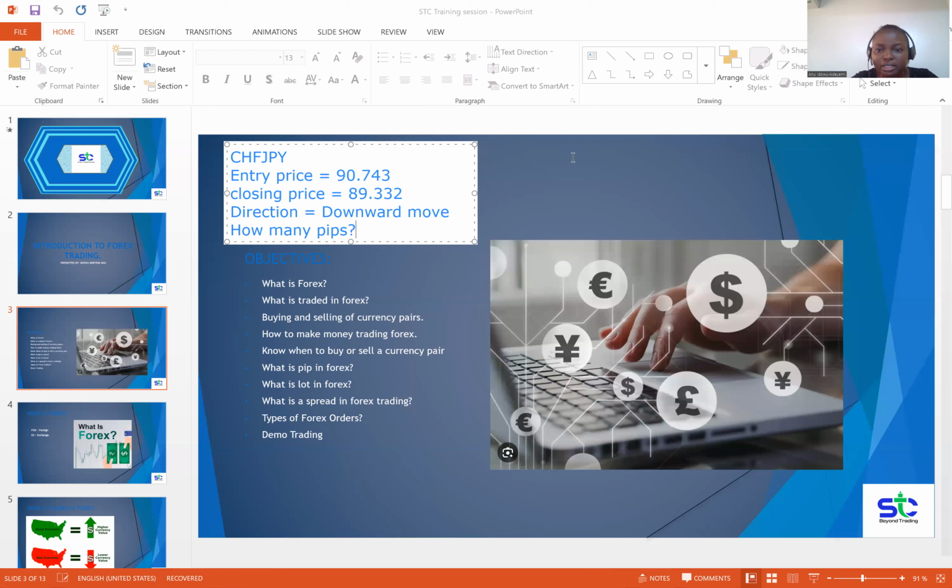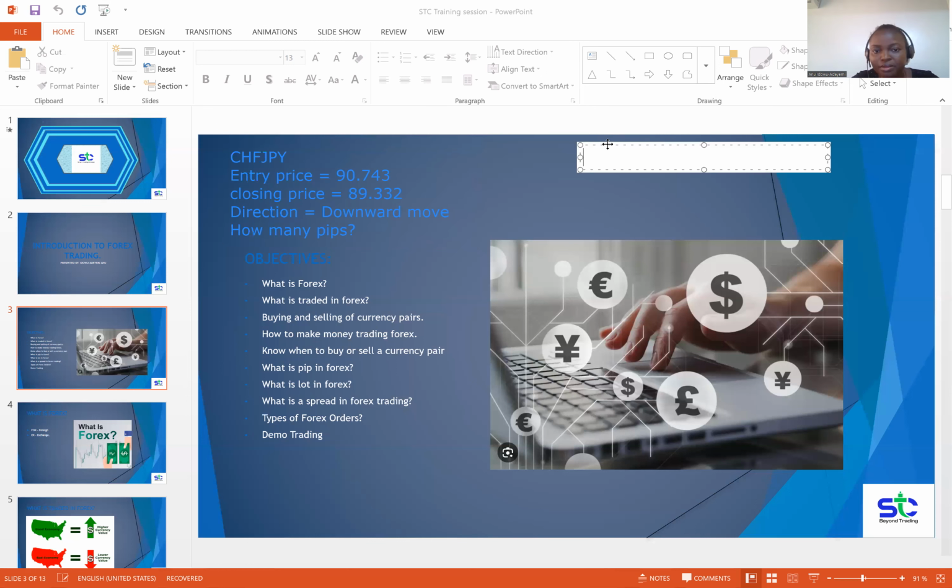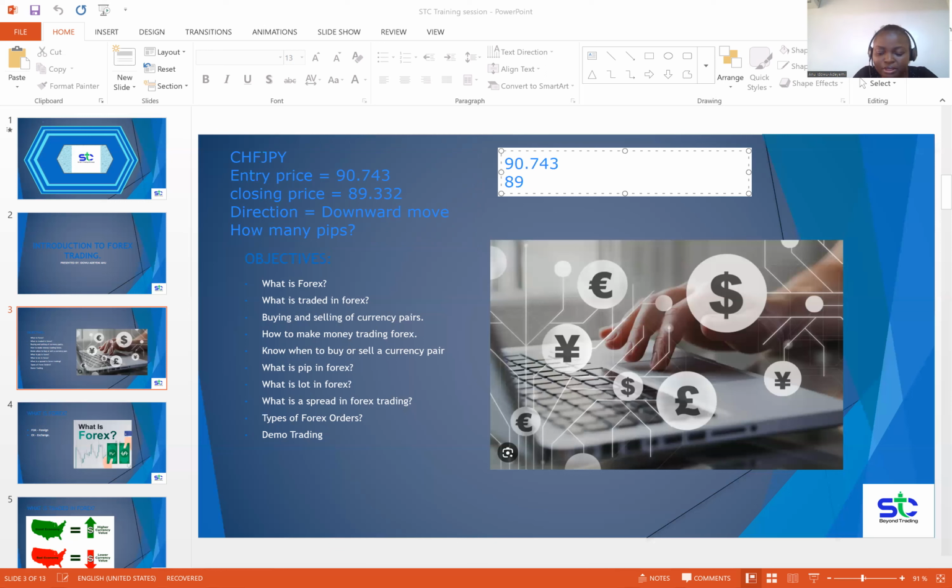Now, to get this, let's measure it here. So we have 90.743 minus 89.332. So here 3 minus 2, 1, 4 minus 3, 1, 7 minus 3, 4, 0 minus 9. So you borrow 1 from here. Remember, we have the decimal. We'll borrow 1, that's 10 minus 9, we have 1. Then remember that 9 is 8 now. 8 minus 8, we have 0.